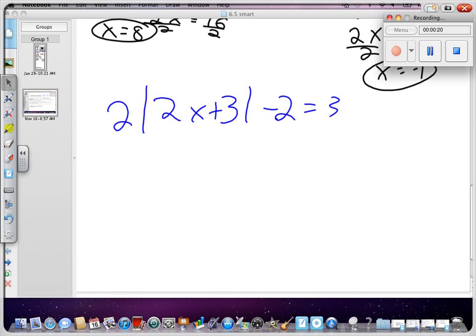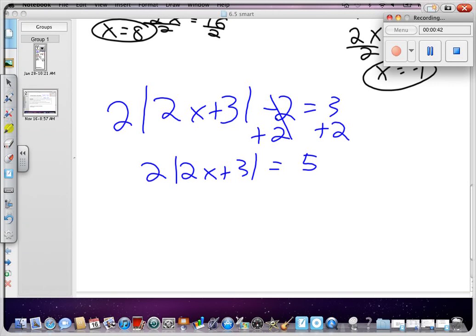All right, now when I look at this, I think of what is on the outside of the absolute value sign. Jenna, there's 2 things. What 2 things? Negative 2 and 2. So I want to get rid of those. So the first thing I'm going to do is add 2 to both sides. This is gone, and I'm left with 2 absolute value of 2x plus 3 equals 5.